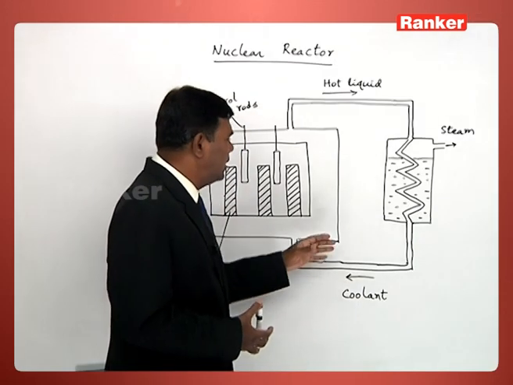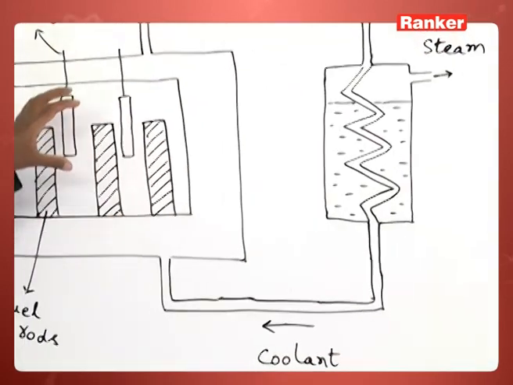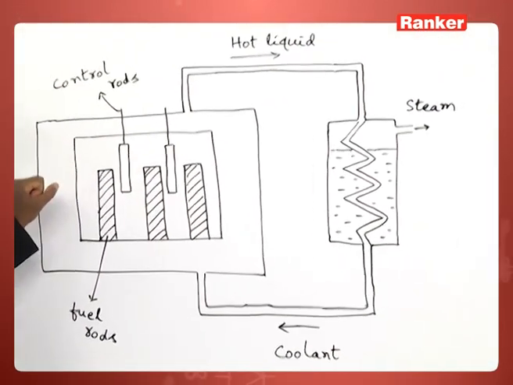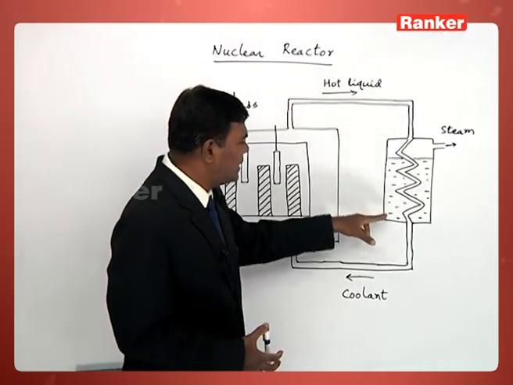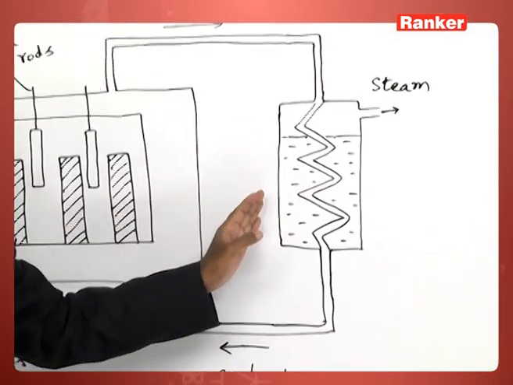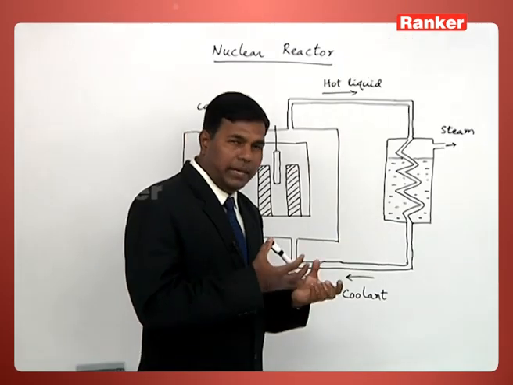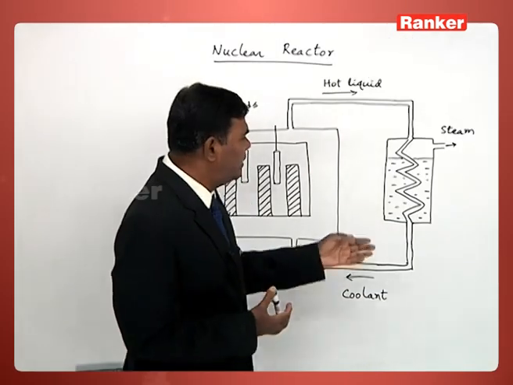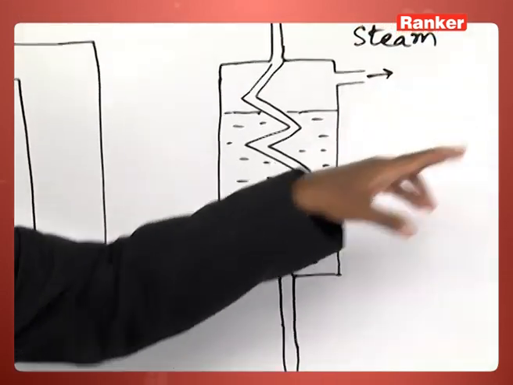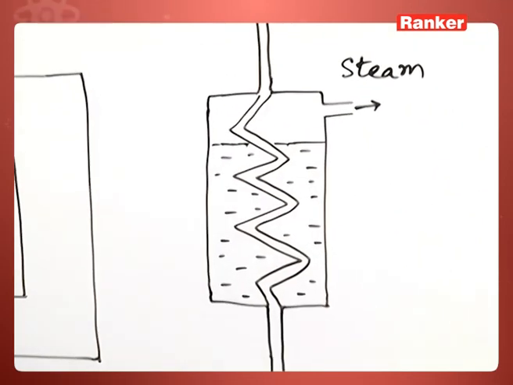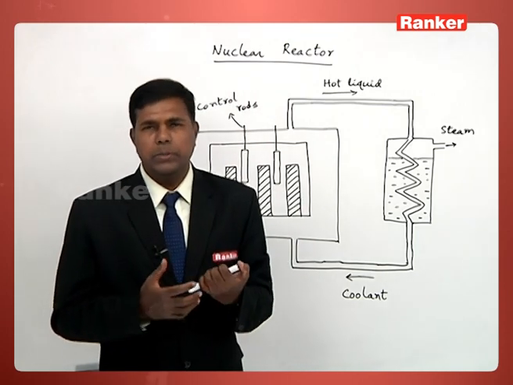So as long as the energy is released in the core, the cooling system absorbs the heat from the core of the reactor, becomes very hot, and that hot liquid is sent into the heat exchanger. Here heat is exchanged from the hot liquid to the water. The temperature of the water becomes very high, and it is converted into steam. That steam is used to run a turbine, and you can produce electric power continuously. That is how a nuclear reactor can be used to produce electric power.